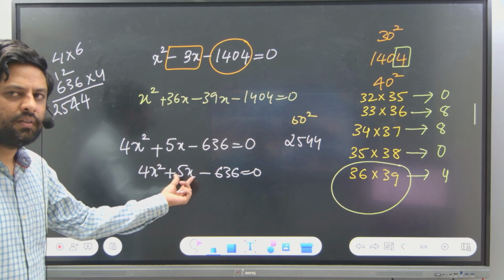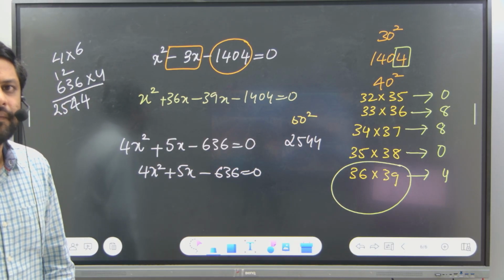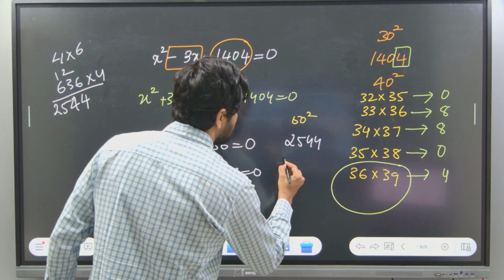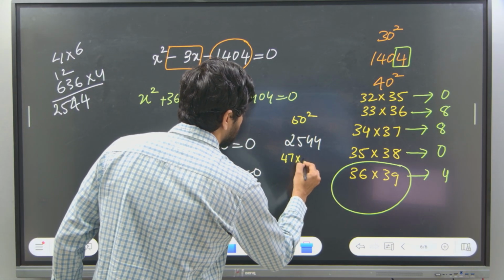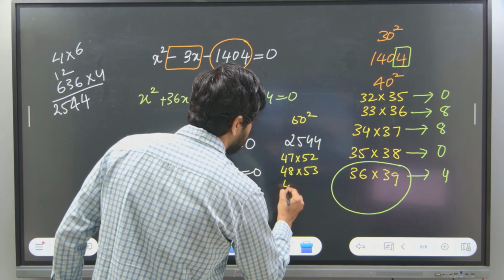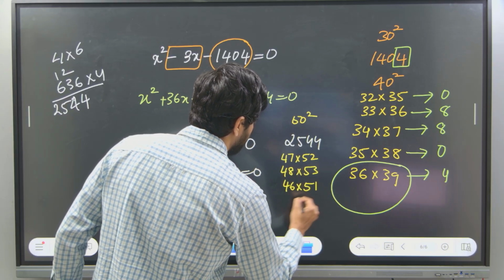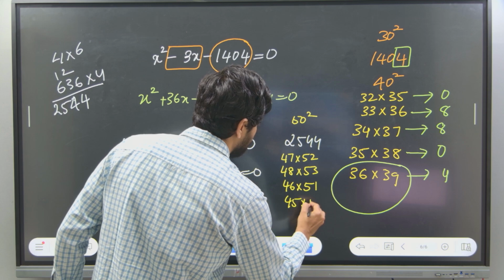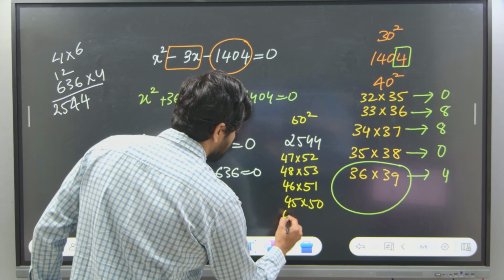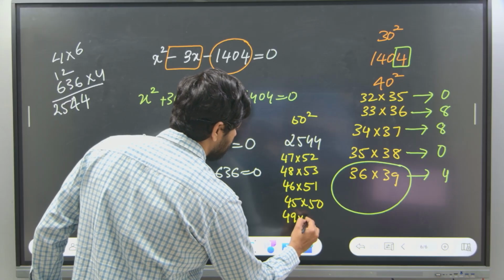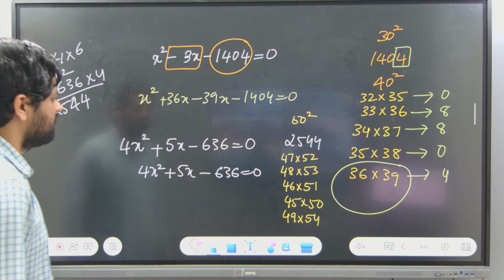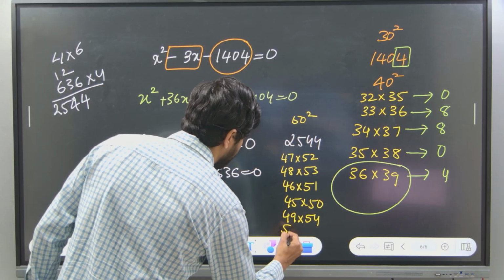What's the difference between the numbers? The difference between the numbers is 5. So 47 into 52, 48 into 53, 46 into 51, 45 into 50. What have I missed? 45, 46, 47, 48, 49 into 54. The difference is 5. What else? 50 into 55.